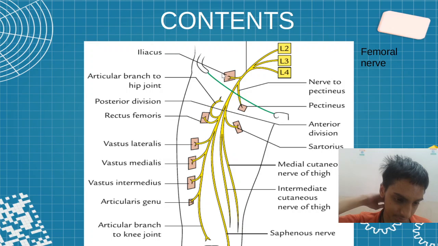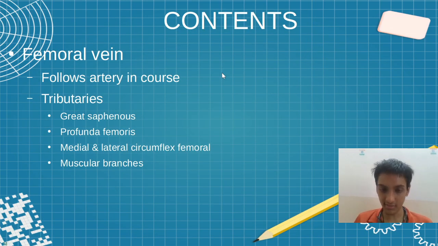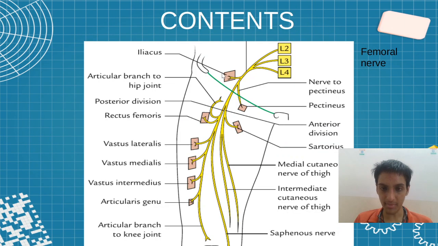Now we'll see the femoral nerve, artery and the vein. The band structures of the femur we will see. First, the femoral nerve. It arises from L2 to L4 as you are seeing here. Then it starts giving out branches.